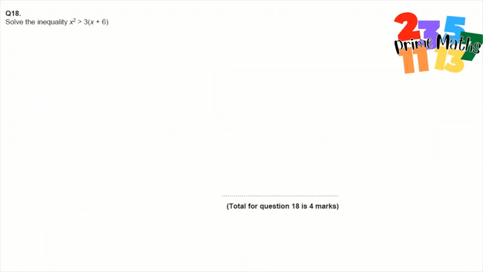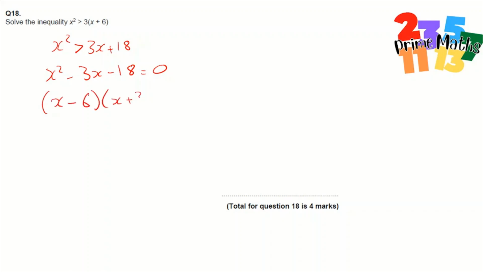Question 18 is solving a quadratic inequality. We've been given that x squared is greater than 3 lots of x plus 6. I can multiply this out to get 3x plus 18. To solve a quadratic inequality, the same as a quadratic equation, we need this to be equal to 0, so I'm going to subtract 3x and subtract 18. I can then solve this. I can either factorise it or use the quadratic formula. This factorises quite nicely to x minus 6 and x plus 3. So I know that my solutions are x is 6 and x is minus 3.